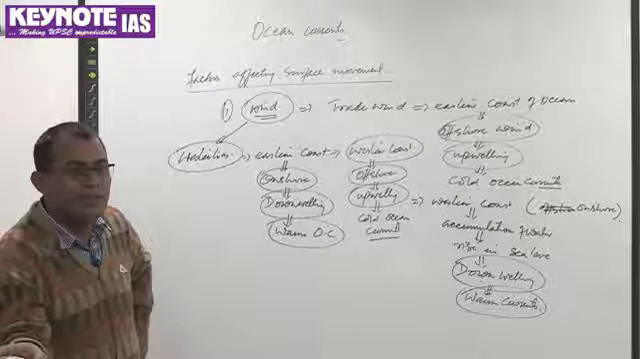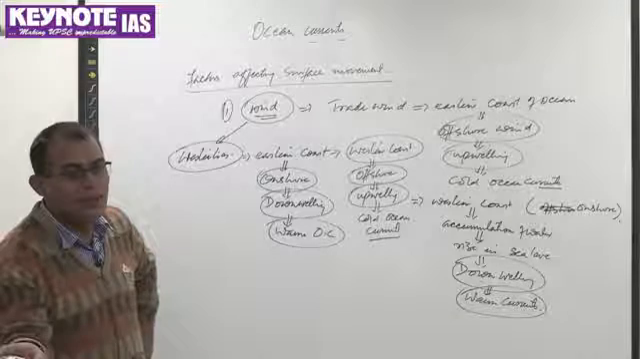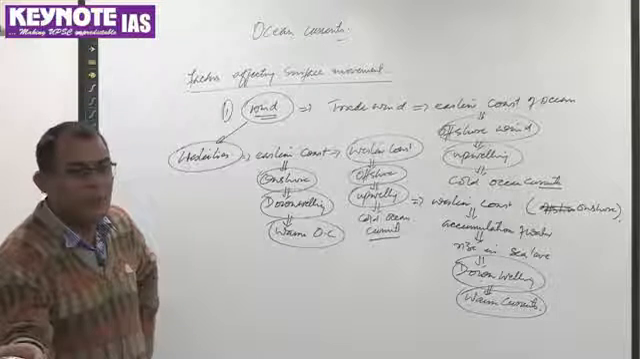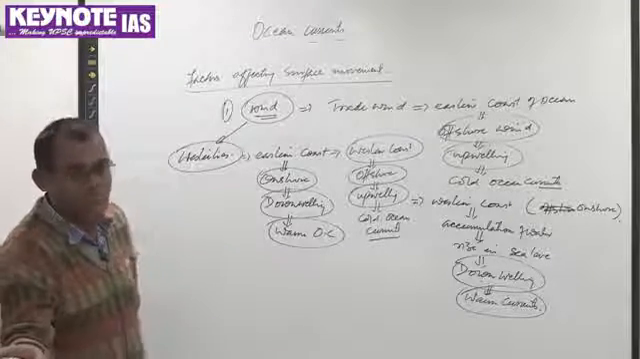Ultimately, the waves are generated by wind only, right? The currents will move also in the direction of the wind, not in the opposite direction of the wind, especially the surface current.